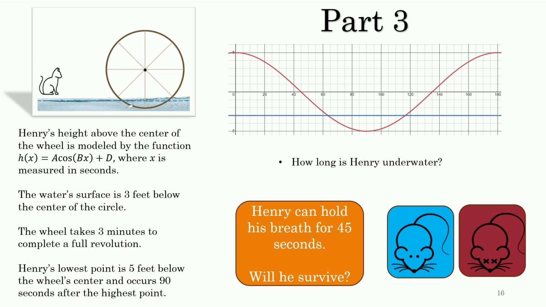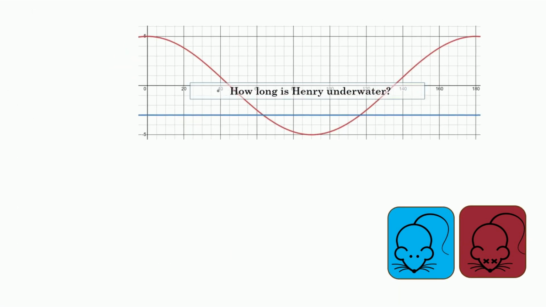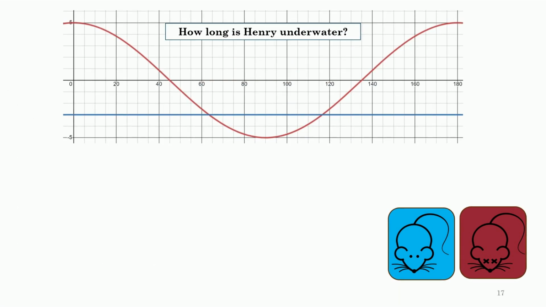Let's see. Can we figure out how long he's underwater? Go ahead and pause the video and try it yourself. And then when you're ready, come back. We're going to get into it now. All right. So Henry is underwater from 63.4 seconds until what? Right? So our function is 5 times the cosine of 2x, and we have h of x equals -3. That's the water's surface, right? So how are we going to figure this out?